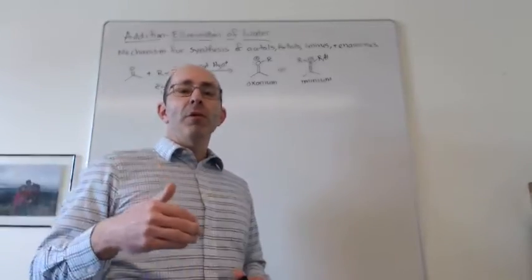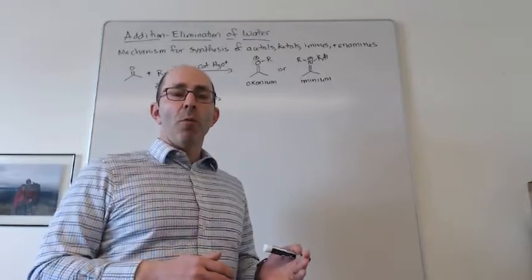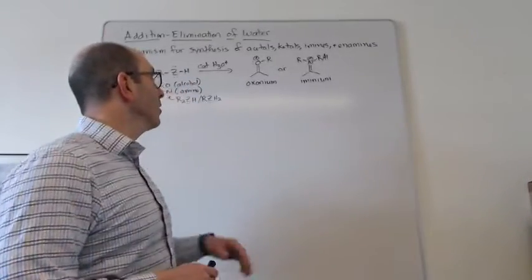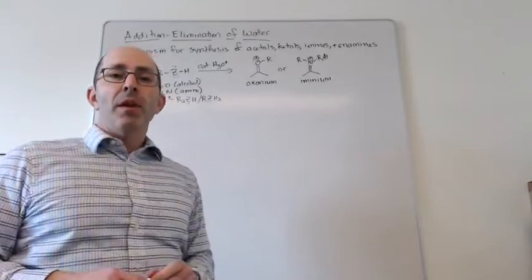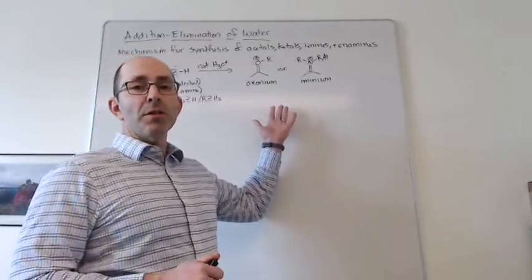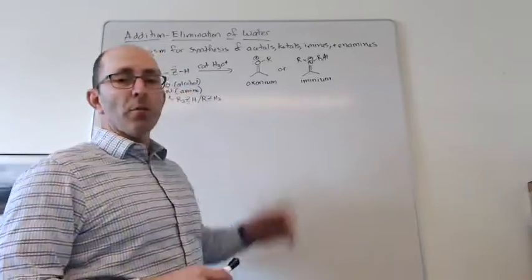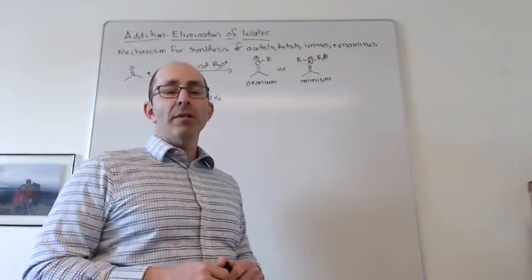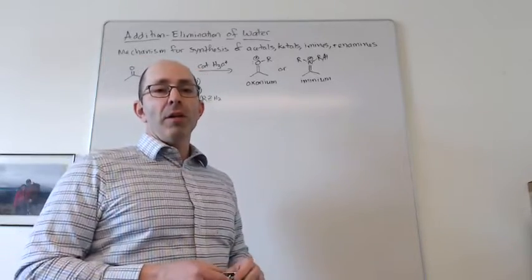We're going to add the nucleophile to the carbonyl, we're going to do a proton transfer, we're going to eliminate water, and we're going to get to either an oxonium ion or an iminium ion intermediate, and the fate of those intermediates will tell us what product we're going to get. In the case of the oxonium ion, we're going to end up forming a ketal or an acetal. In the case of an iminium ion, we're going to end up with an imine or an enamine.